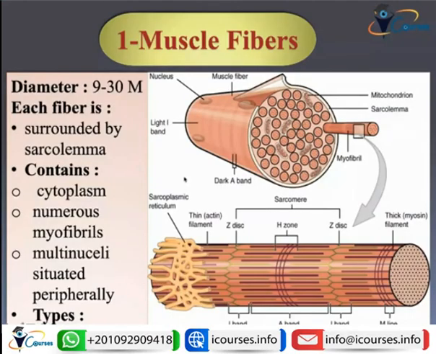This was asked before: in the muscle fiber, the nuclei are located peripherally. So again, the muscle fiber consists of multiple myofibrils and cellular organelles like mitochondria and cytoplasm, covered by the sarcolemma, and the nuclei of these muscle fibers are located peripherally.